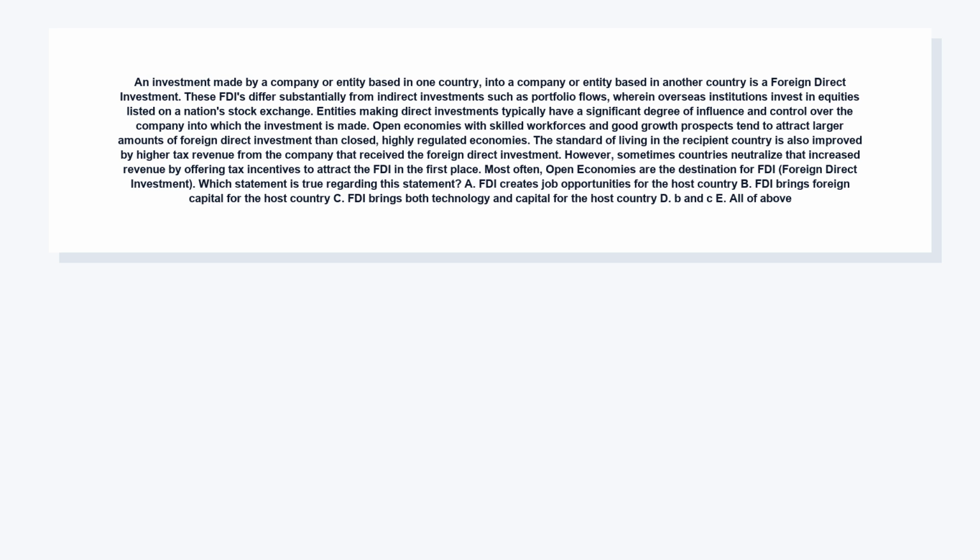Open economies with skilled workforces and good growth prospects tend to attract larger amounts of foreign direct investment than closed, highly regulated economies. The standard of living in the recipient country is also improved by higher tax revenue from the company that received the foreign direct investment. However, sometimes countries neutralize that increased revenue by offering tax incentives to attract the FDI in the first place. Most often, open economies are the destination for FDI, foreign direct investment.